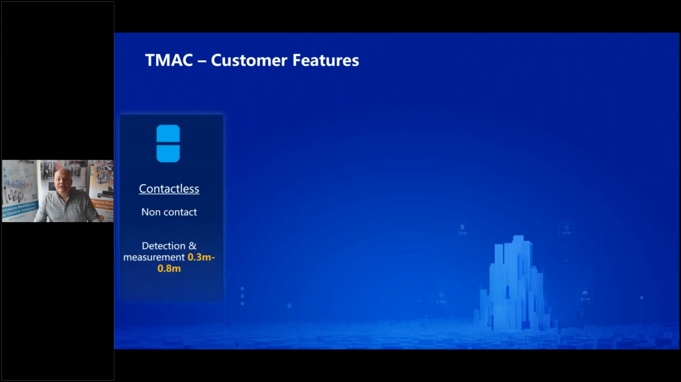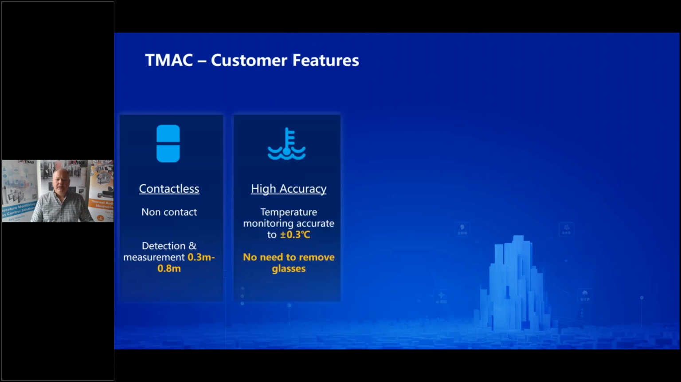Let's take a look at some of the customer features. The one I've touched on already is that it's contactless. It still maintains the non-contact nature of our detection system, but this time, instead of being 3 meters as it was with the BTM solution, it's between 0.3 and 0.8 of a meter. Despite that difference, it still achieves the same level of accuracy. We've always talked about on these webinars the need to achieve the accuracy of plus or minus 0.3 degrees. However, on our solution, you actually don't need to remove your glasses.